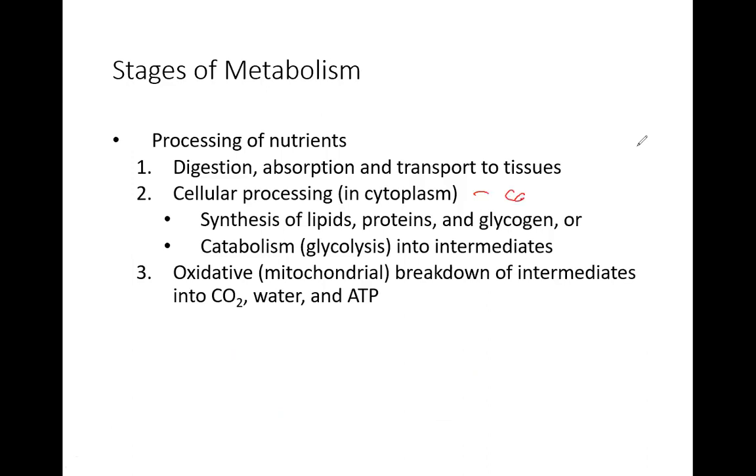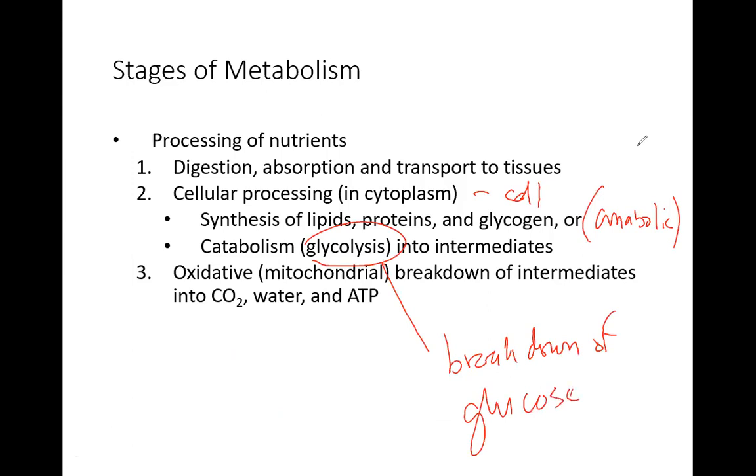Once we get to the cell, these are anabolic reactions here. Glycolysis is the breakdown of glucose. We release energy here. Glycolysis is the lysis of glucose. We can break it down into ultimately carbon dioxide and water and the release of energy. Now that's in the cytoplasm.